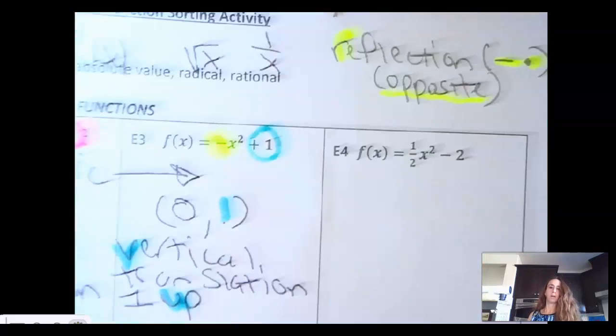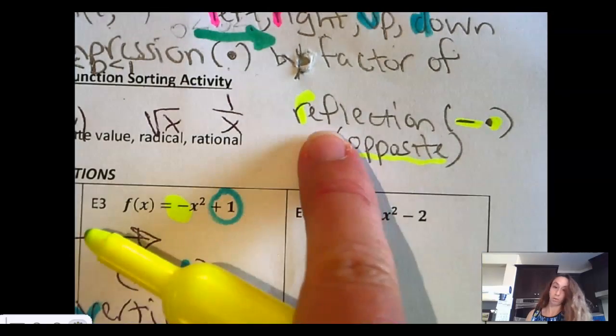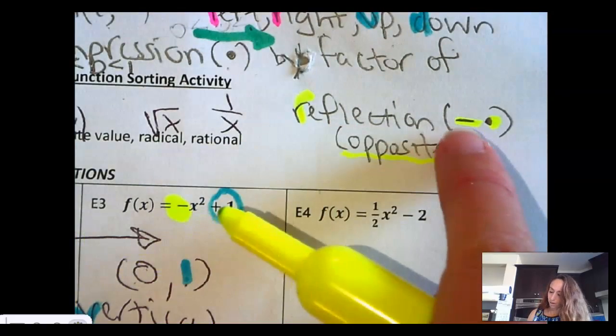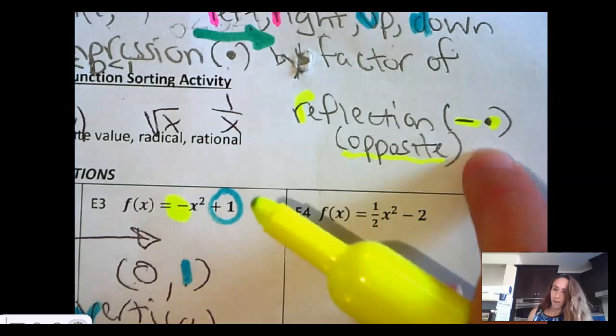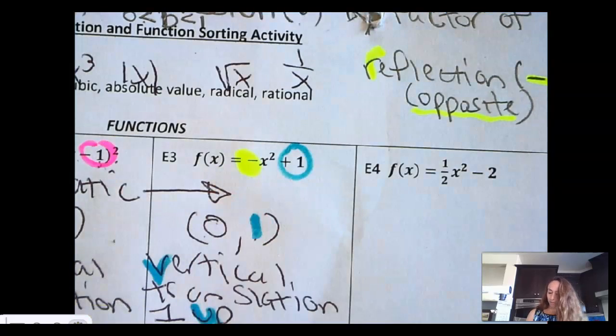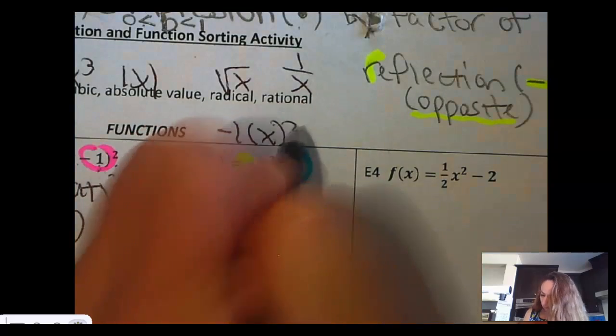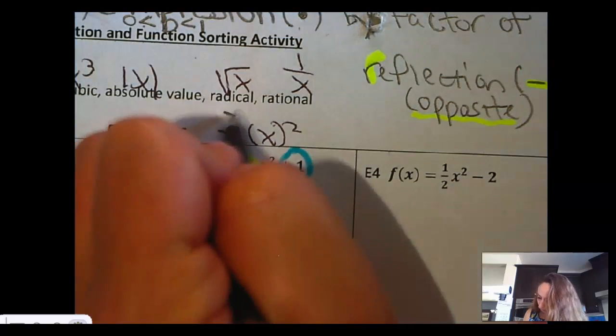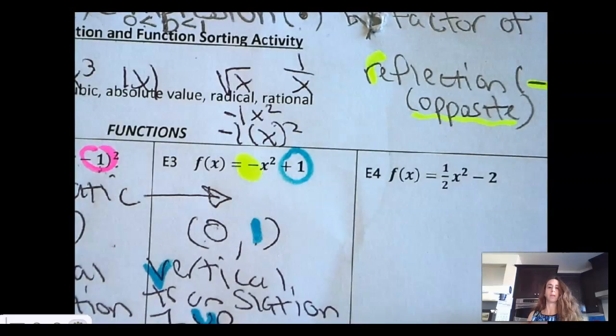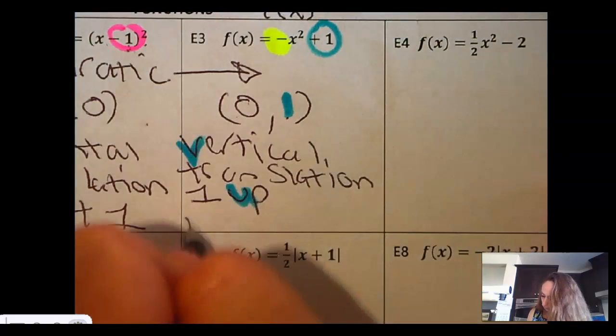So if you look over here, what do I have? I have reflection. Reflection is when a negative is being multiplied. This negative is being multiplied because there's an imaginary negative 1 times x squared. That's kind of what I want you to see. Or negative 1 x squared. It means the same thing. So then I go reflection.